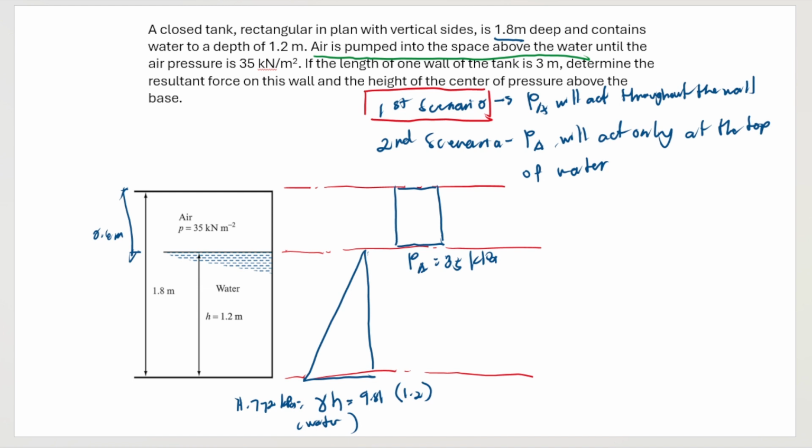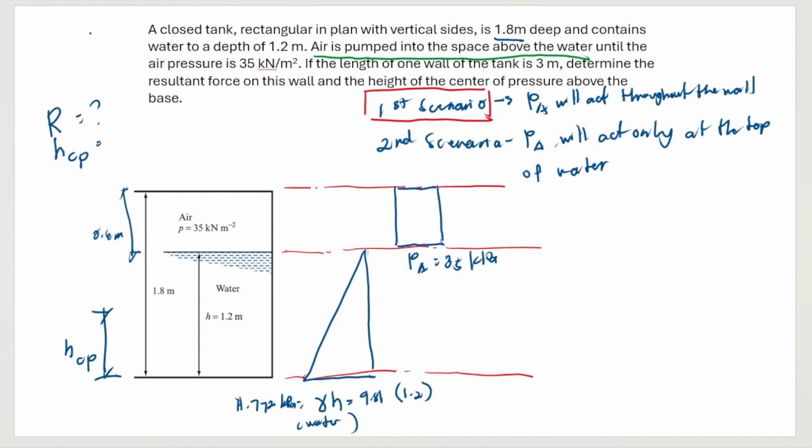So, the problem says determine the resultant force, and determine also the center of pressure, the height of the center of pressure. Let's say, H C sub P, no? From above the base, okay, from here. Our H C sub P that we are looking for lies here. Okay? Those are what the problem asks us to find.